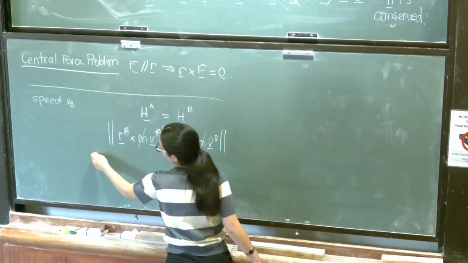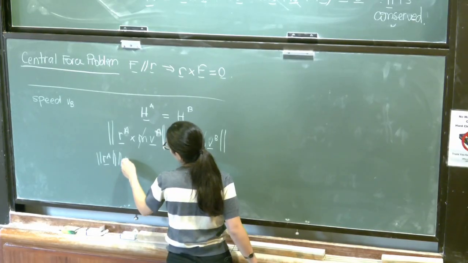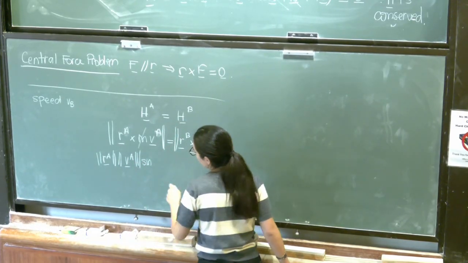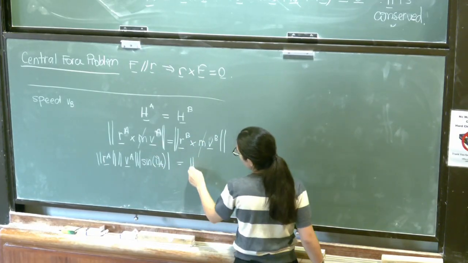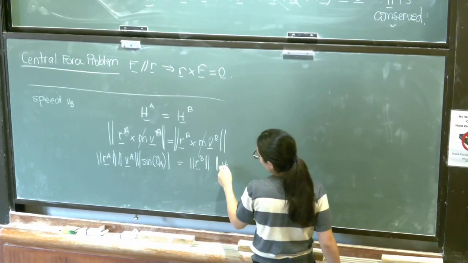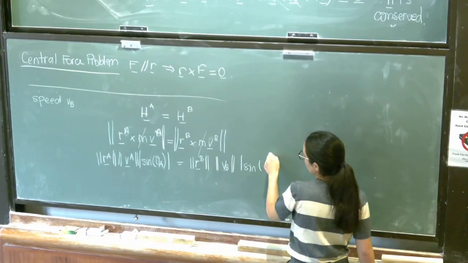So that's the magnitude of RA, magnitude of VA, and then sine of the angle between them, absolute value. Call it theta A. So that should be equal to magnitude of RB, speed of B, and sine of the angle between them, call it theta B.